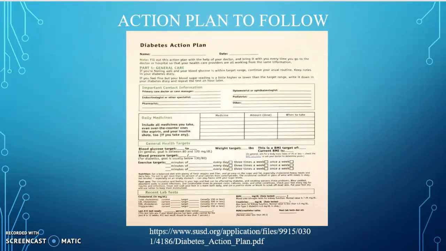The next two slides contain examples of diabetic action plans. The first page helps keep track of information like primary care provider, pharmacist, daily meds, including amount taken and when it was taken, and health goals like taking glucose levels, weights, and lab ranges.